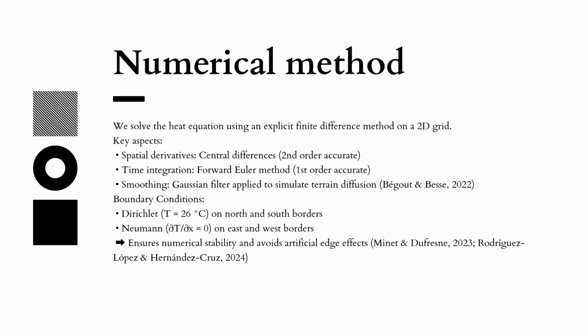We have our boundary conditions for the north and south borders. We put a Dirichlet condition of temperature of 26 degrees. It is a constant, and we have a Neumann condition, where the derivative of temperature with respect to space is zero, on the east and west borders. This ensures numerical stability and avoids artificial edge effects, as mentioned in Minet and Dufresne 2023, Rodriguez Lopez and Hernandez Cruz 2024.